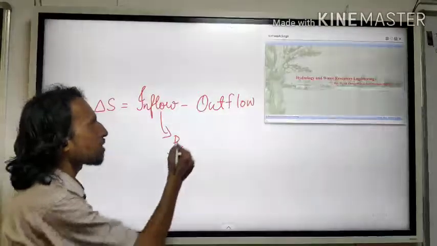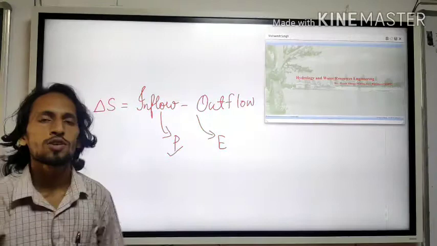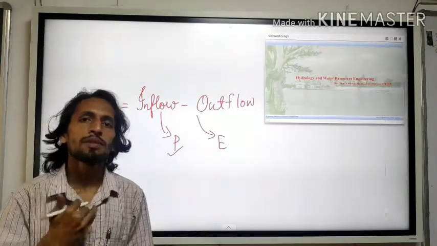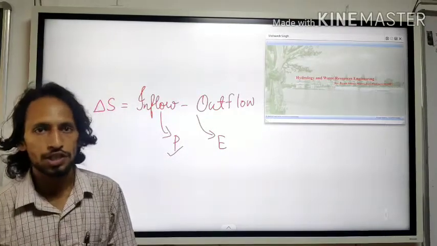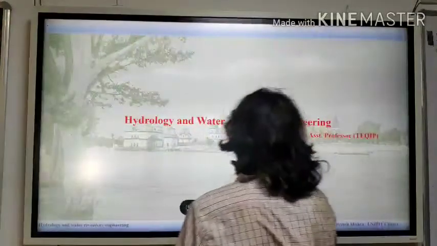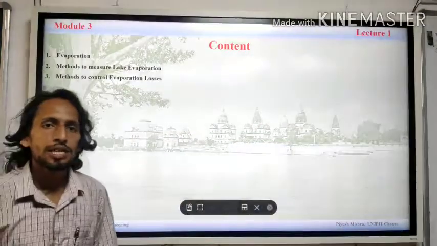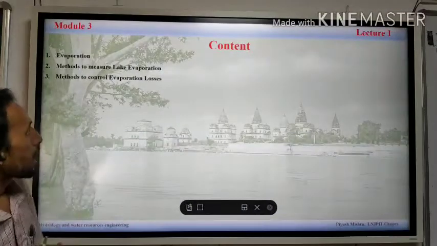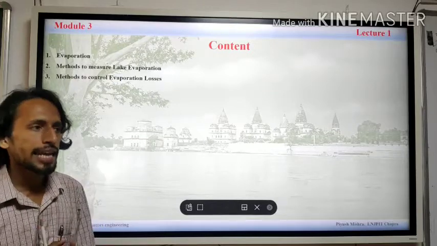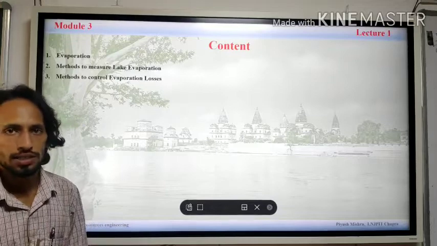So the first outflow is evaporation. There are others also, but the first is evaporation. So in this lecture we will be talking about evaporation. This is the content for today's lecture: evaporation, methods to measure evaporation, and techniques by which you can reduce evaporation losses.